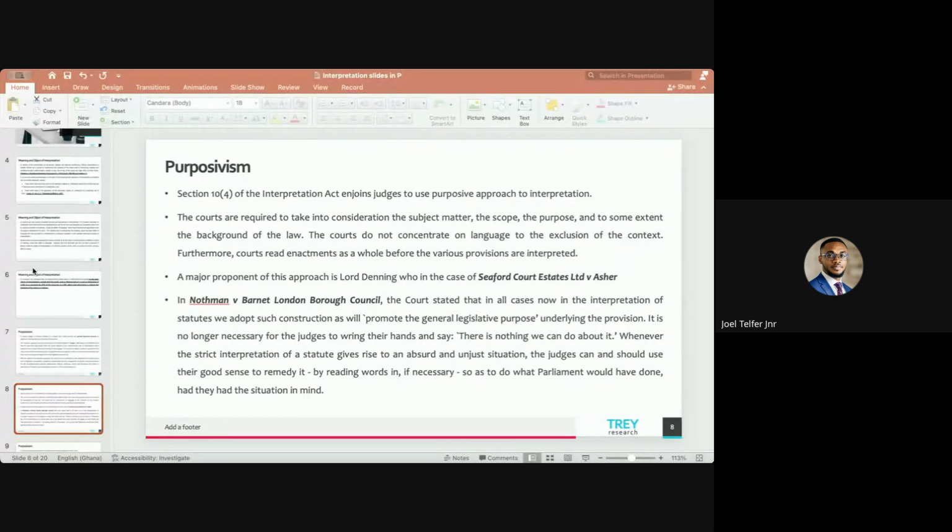So that is the framework that is provided for in Sections 10.1 to 10.3. But now let's read Section 10.4. My designated reader, if you may, please read Section 10.4.